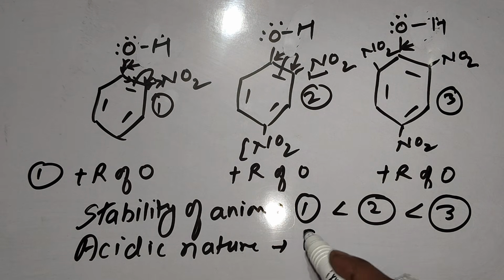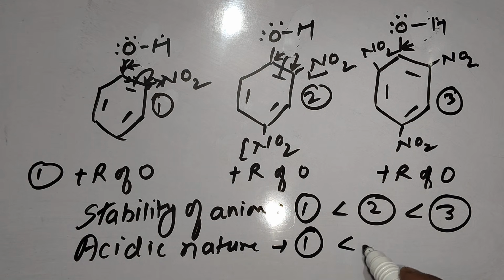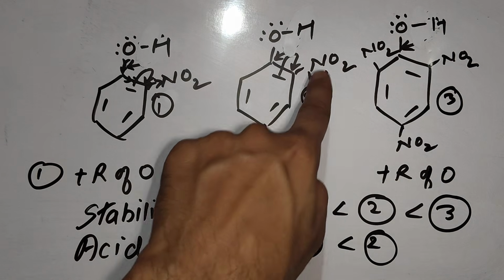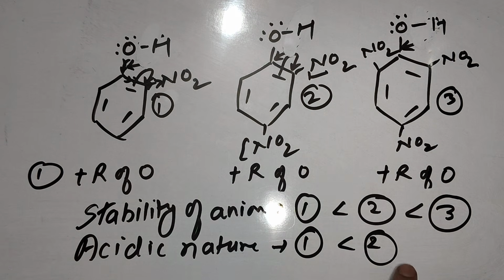So first will be the least acidic compound, means orthonitrophenol. Second, orthoparanitrophenol will be more acidic than orthonitrophenol. And third, picric acid will be the most acidic compound among all these three. I have applied the second method. I am checking the stability of anions which is left after removal of H positive.